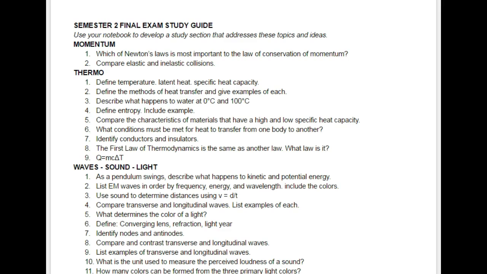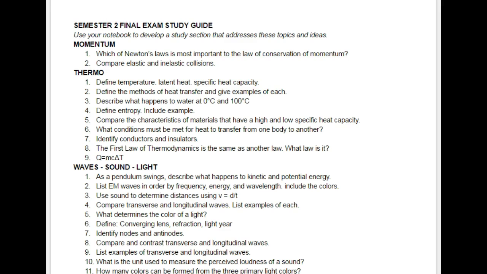Identify conductors and insulators. You've been doing this before. If you're not sure how to do this, come talk to Mr. Huff. The first law of thermodynamics is the same as another law. What is it? This is the law of conservation of energy.